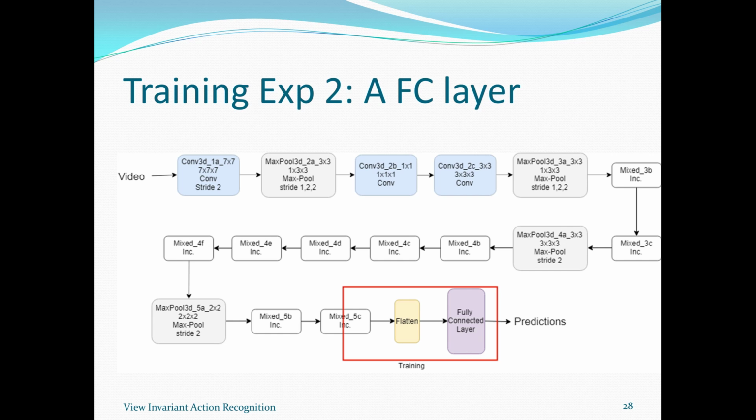The second experiment was, as I mentioned before, very often neural nets have a fully connected layer at the end. So I thought, let's try this. Let's try a fully connected one. So we replaced the last layer, the classifying layer, with a fully connected one, and other than that, it was the same, and we trained it. And these are the results we got.